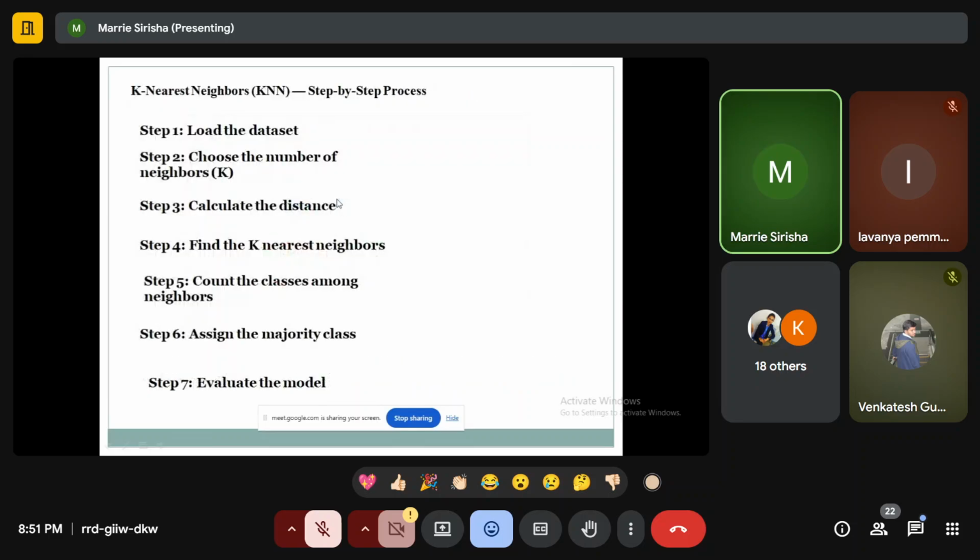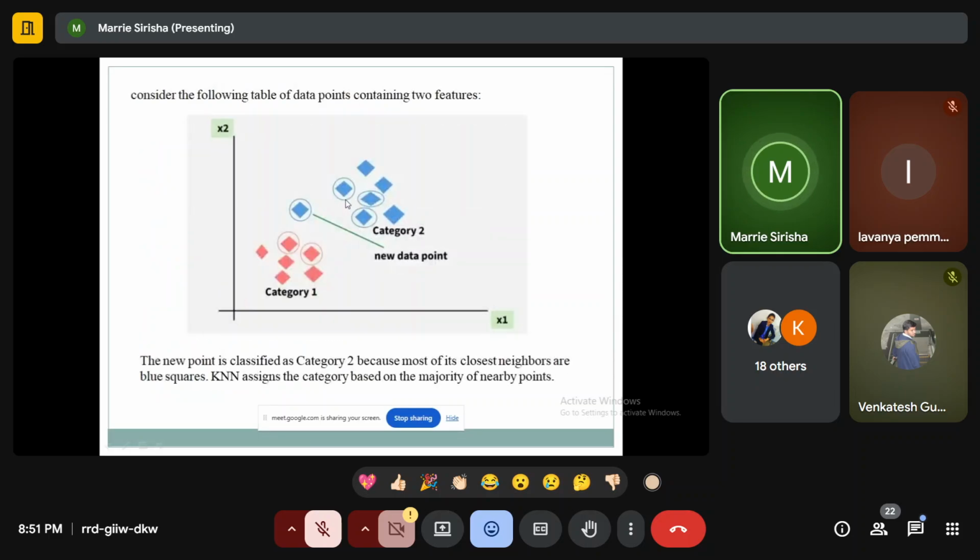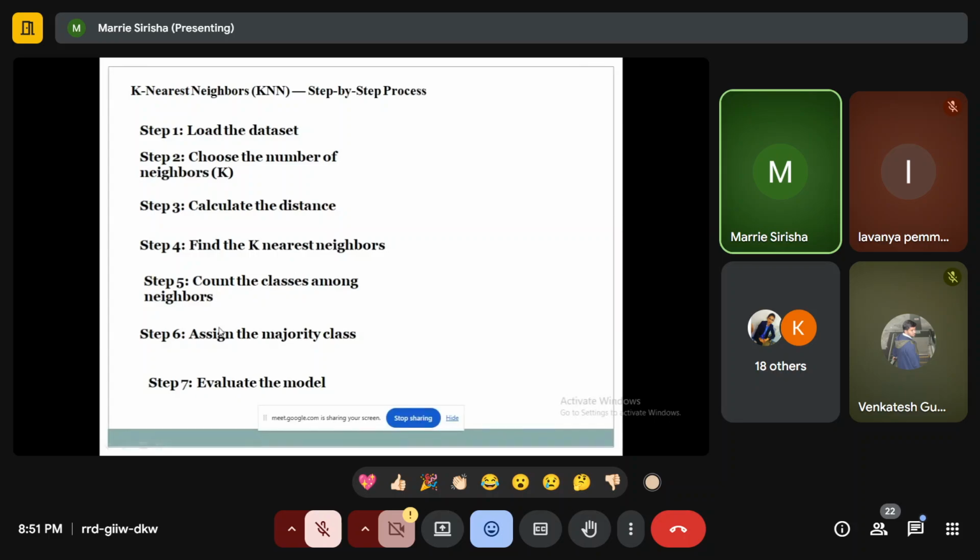Okay, next, count the classes among the neighbors. Count is nothing but, as I told you, we are just counting. In category 2 we have 3 neighbors, category 1 we have only 2 neighbors, and assign the majority class. By counting that, you can assign which category the particular data point belongs to, and you are evaluating the model. That is nothing but you are testing the model and evaluating the performance of the model. So this is how the KNN algorithm works.